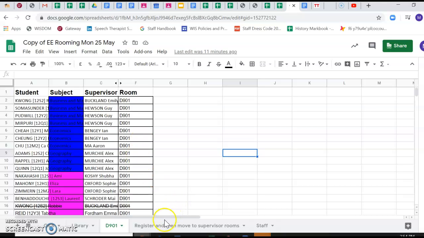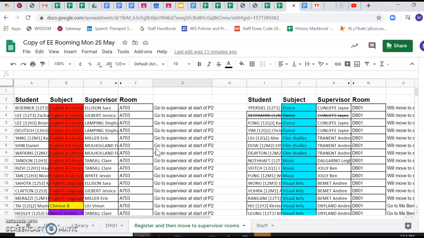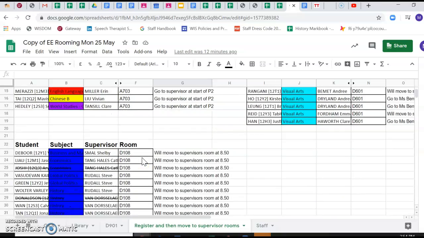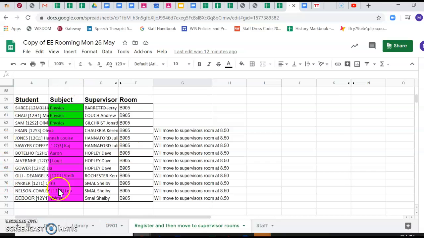If you have said that you can have this student with you, they are still going to go to a specific room to register first, just to stop this kind of wandering around the school trying to find one another. So all of these students, for example, have been told to go to A703 for period 1. All of these students go to D601 and so on. If you scroll down, there's a few different rooms that they head for. This is a slightly unusual one because this is the physics lab, and I just had to put some of the IBCP students in there to register first of all.